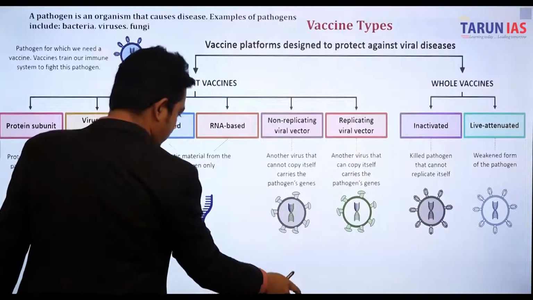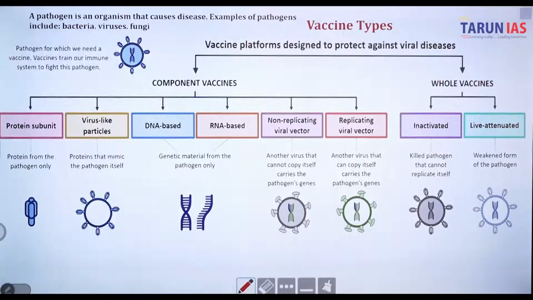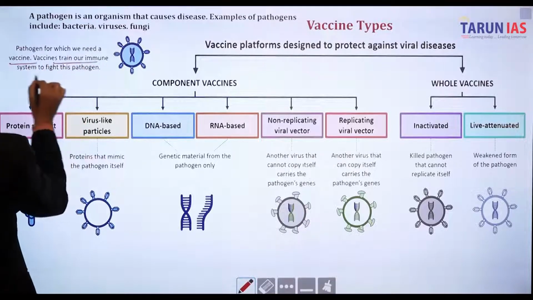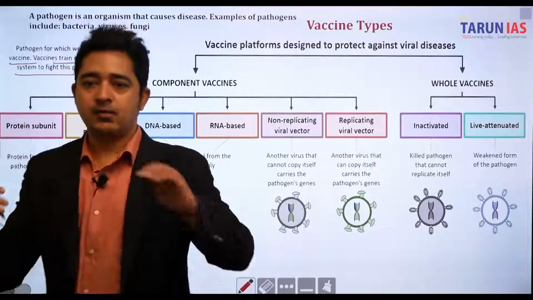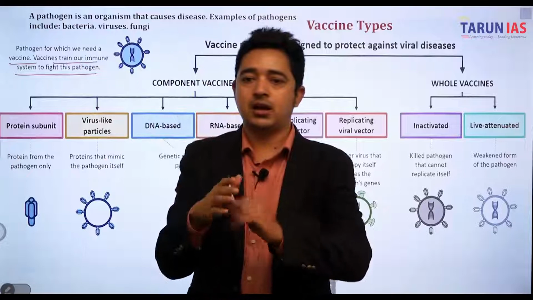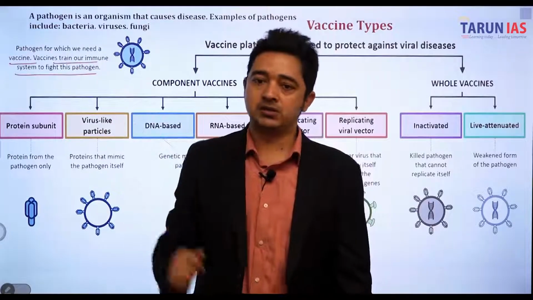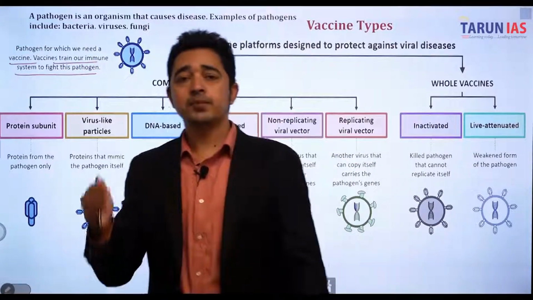Okay. So here is what types of vaccine is mentioned here. So look very carefully. The pathogen for which we need a vaccine trains our immune system. See, once we have a handshake with anyone, the virus is transmitted from one place to another. It means a pathogen must have a contact surface through which it will spread.